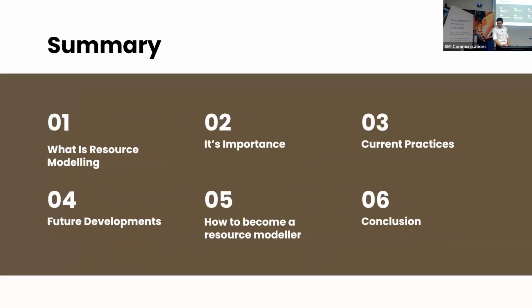Alrighty, so the summary. I'm going to talk very quickly about what resource modeling is, the importance, some of the current practices that we have, and future developments. I want you to pay attention to the current practice and the future developments because there's a big difference there, and I feel like the future is already happening, but I'll get to that point.